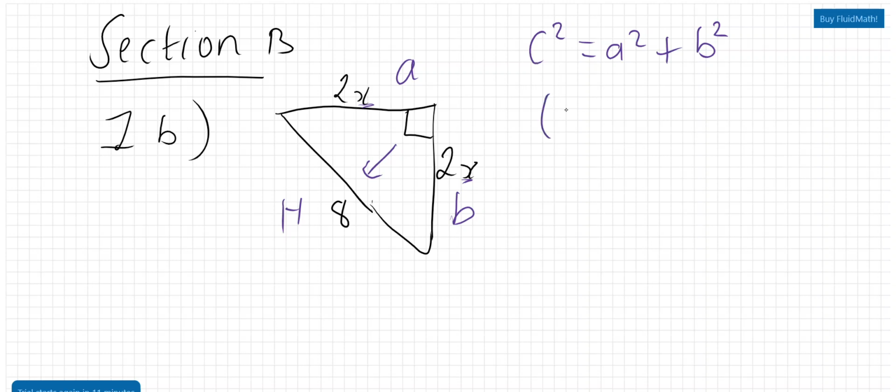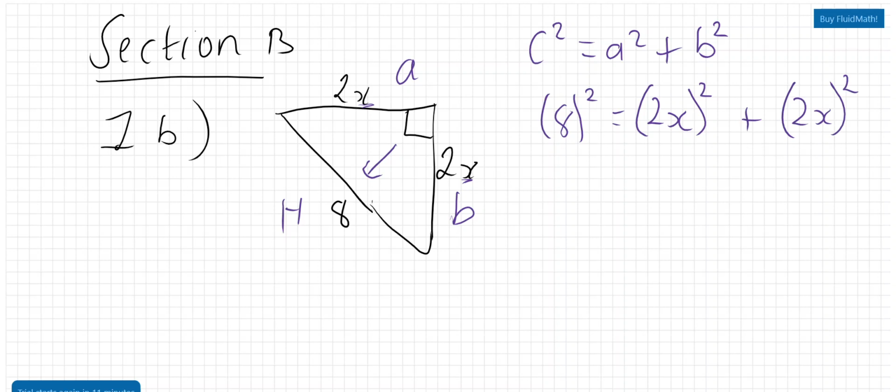So I'll have 8. And please make sure with this question, you substitute with brackets. It's very important. So my A is now going to be 2x. I must use brackets when substituting because I'm squaring both the 2 and the x. Plus B, so 2x, and then it's being squared.